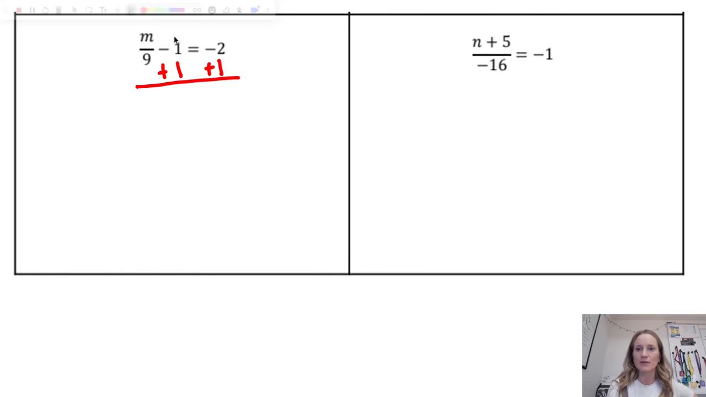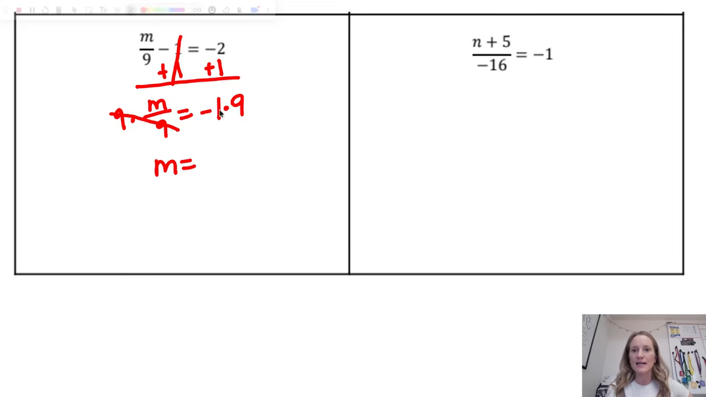So -1 plus 1 cancels out, leaving me with m divided by 9. And -2 plus 1 is -1. So now the only thing keeping my variable from being by itself is that I'm dividing by 9. So I'm going to multiply both sides by 9. These cancel out, multiplying and dividing cancel, leaving m all by itself, and negative 1 times 9 is negative 9. So that has one solution.